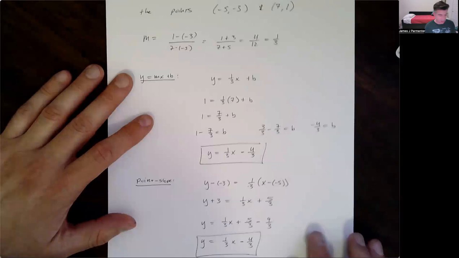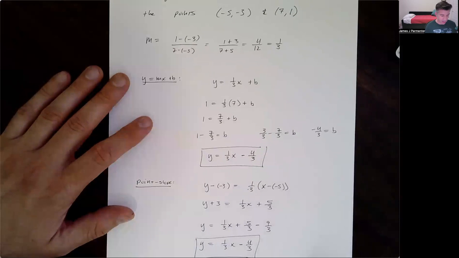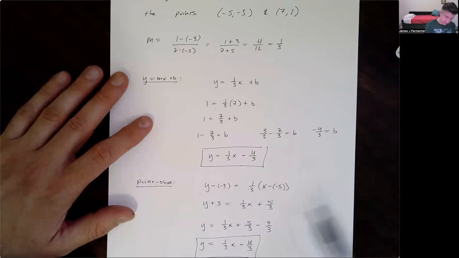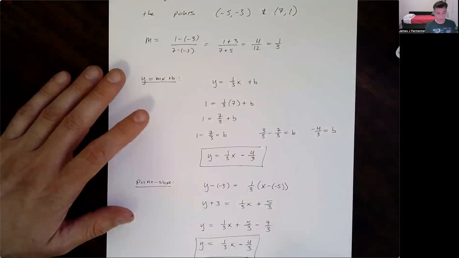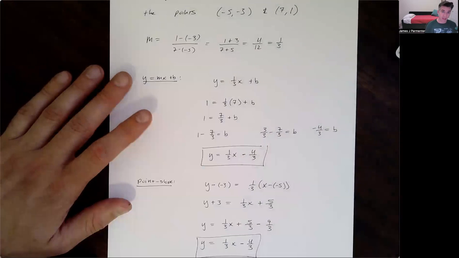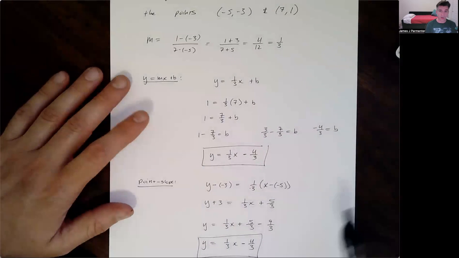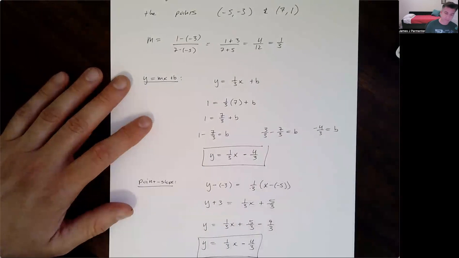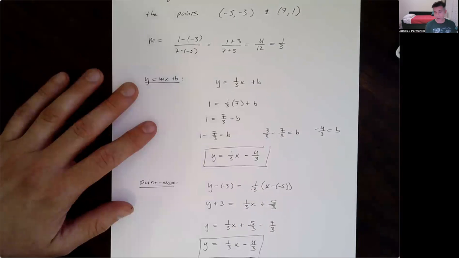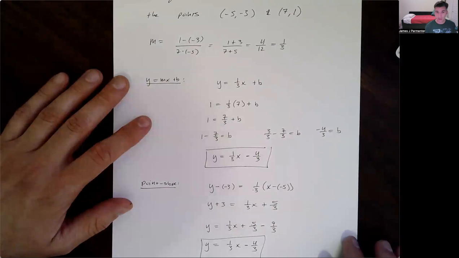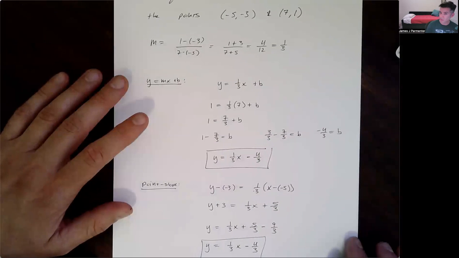So in summary, we've talked about how to find the slope between 2 points, as you've seen here many times, and also how to find the equation of a line, whether you have 2 points on the line or the slope and the point.